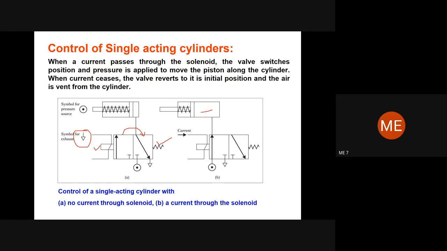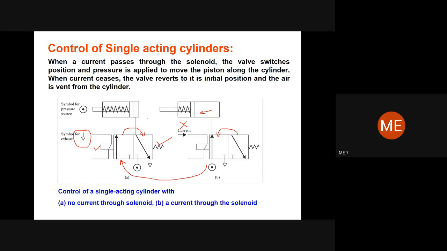It pushes the piston to the other side, and you can observe the spring is going to compress. The movement of the piston is present as long as you pass the current. Once you stop the current, this will come back here and lead to this particular diagram.